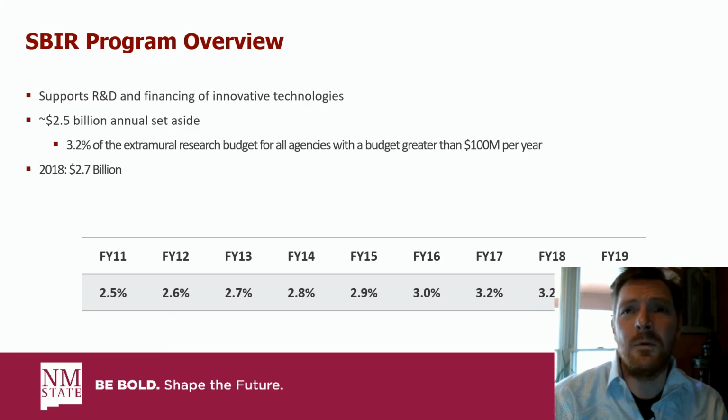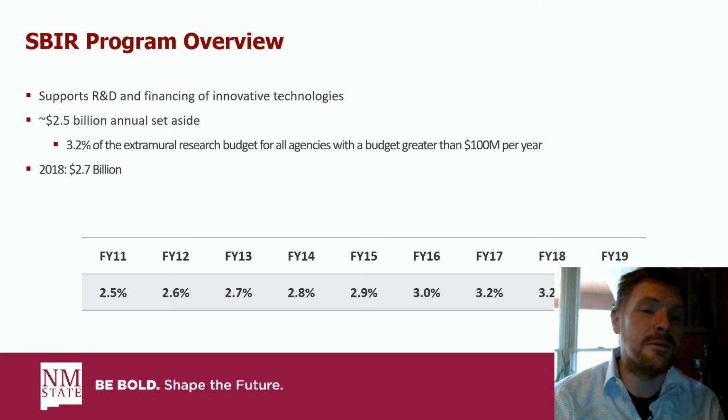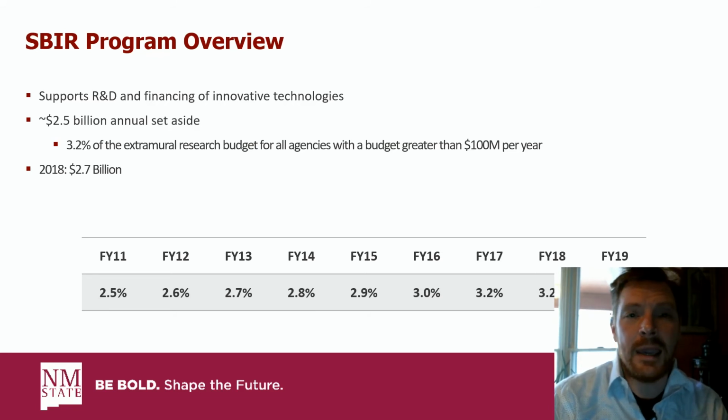So making awards to things like small businesses, making awards not under SBIR, but under other programs, to large businesses, to universities, to tribal nations, whatever that is. They kind of lump all that together and they go, okay, 3.2% of this is going to be set aside so that it can go into the SBIR programs. This is across the board for every one of the agencies that participates.